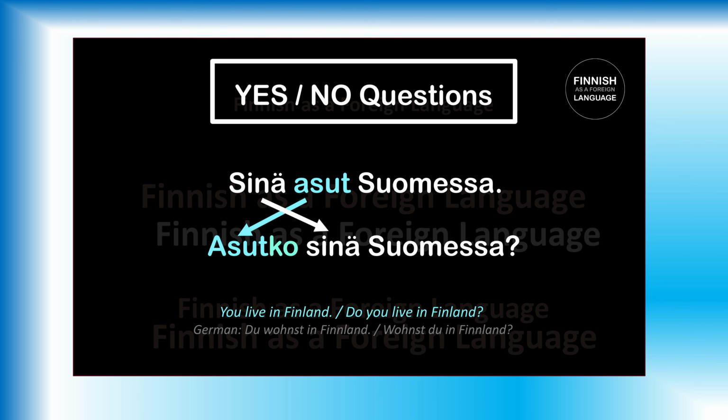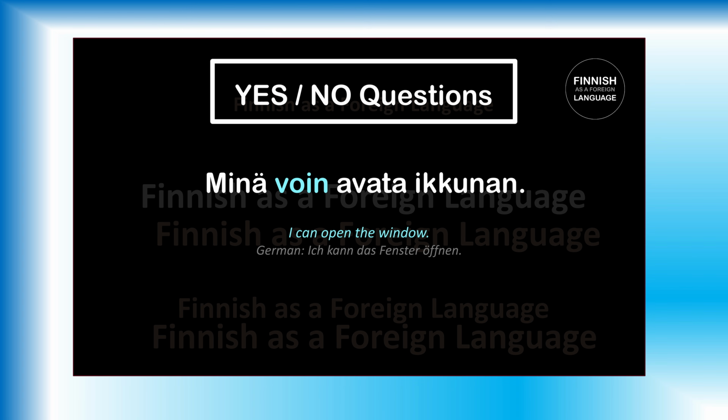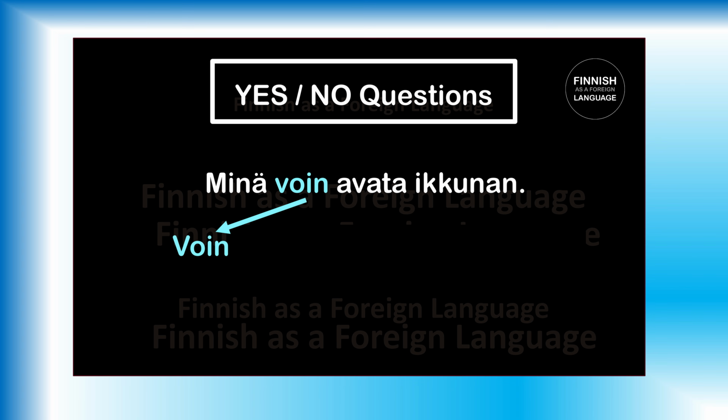Let's take another example. Minä voin avata ikkunan means I can open the window. Minä voin means I can, avata, open, ikkunan, the window. Again, now we want to make a question out of it. Remember, step number 1, move the verb to the first position. So here our first verb is voin, so this one goes to the first position. Then in step number 2, we add the question marker ko to it, and we get voinko.